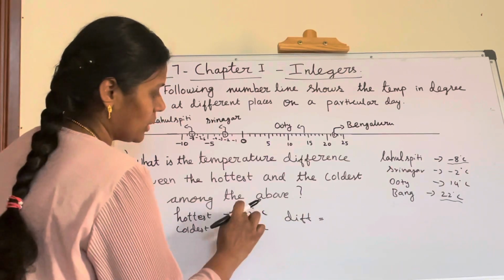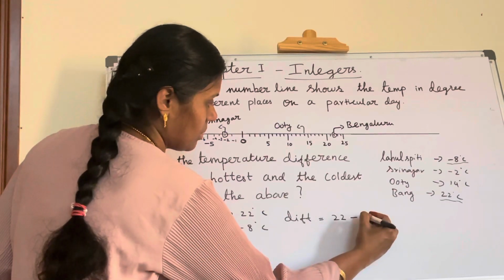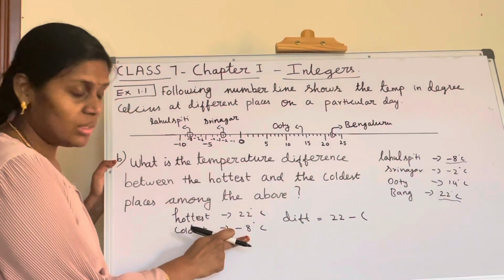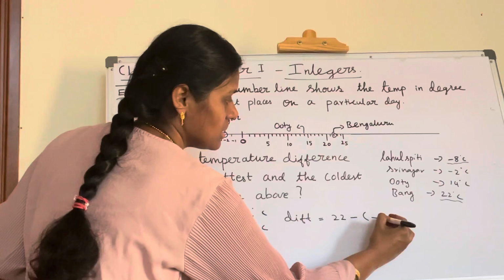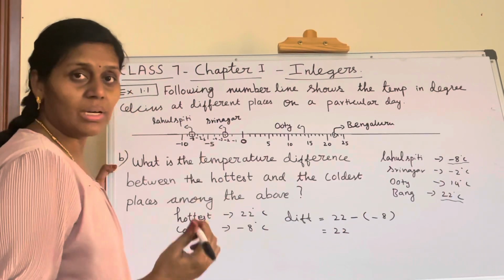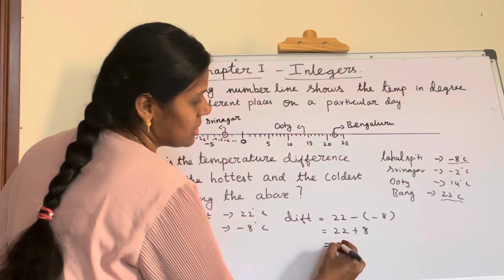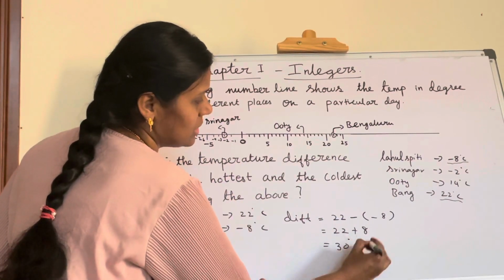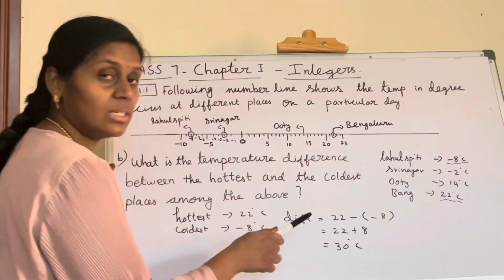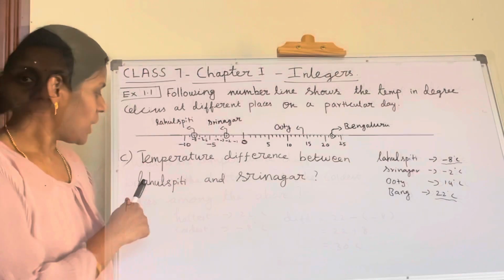Okay, so the difference is equal to 22 minus the coldest value, what? -8. So 22 minus of minus will become plus 8, which is equal to 30 degree Celsius. So the difference is 30 degree Celsius. That's all about B. Let's discuss C. So coming to part C.